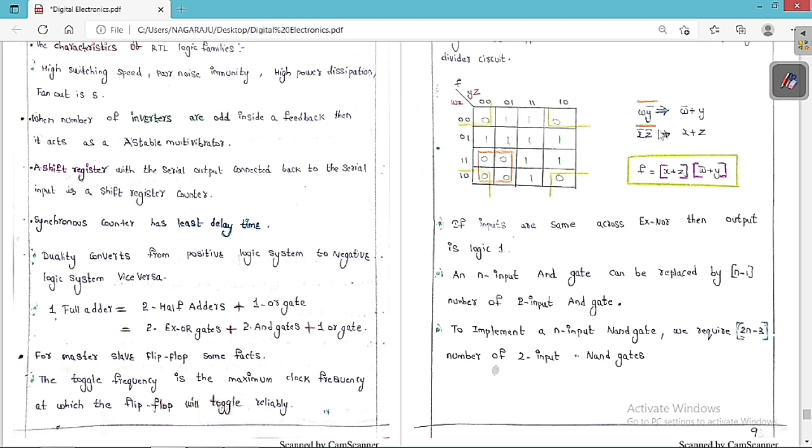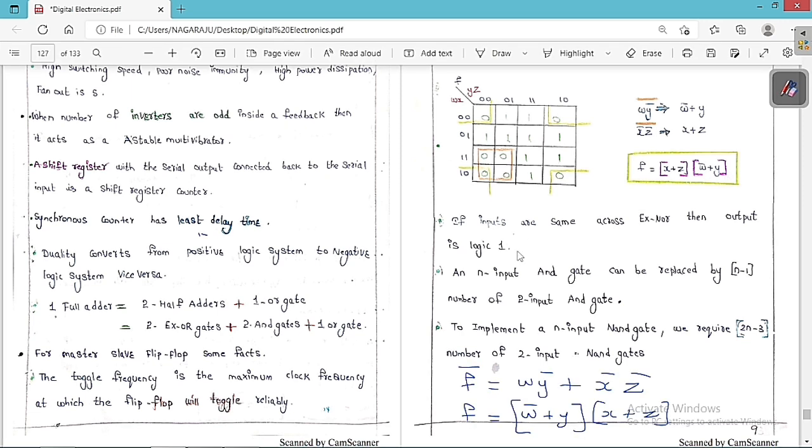Take the complement of this one. So we are going to get W bar plus Y and X plus Z. So now do the POS form. Product of sum, we are going to get F is equal to (X plus Z) into (Y bar plus W bar plus Y).